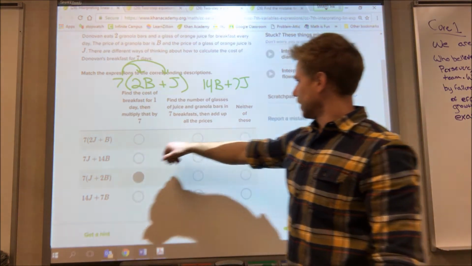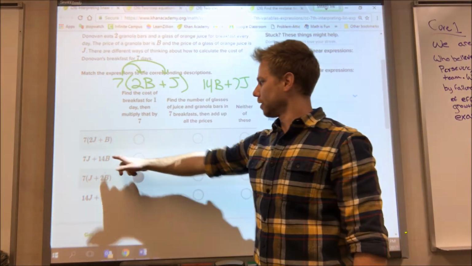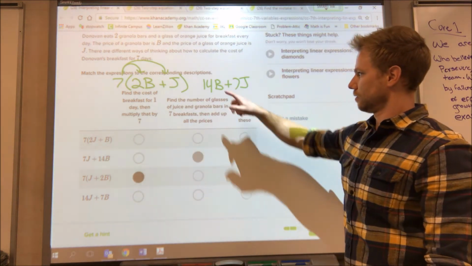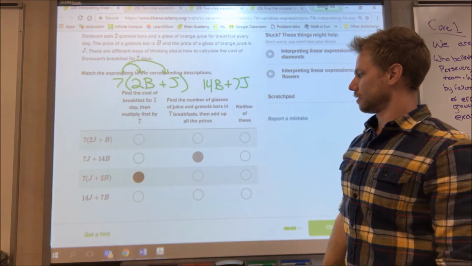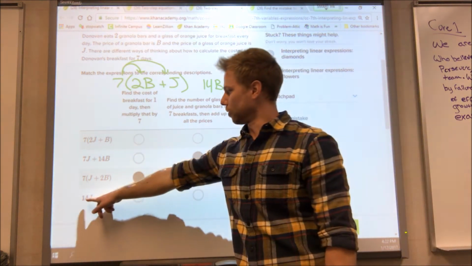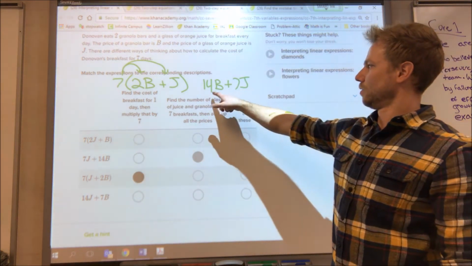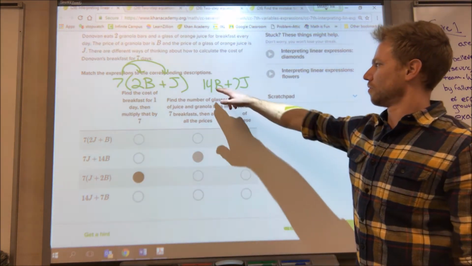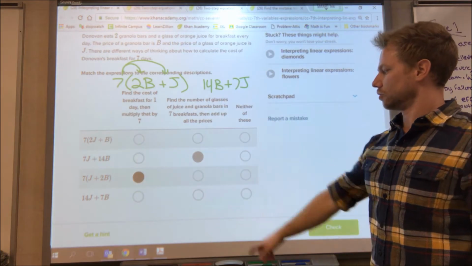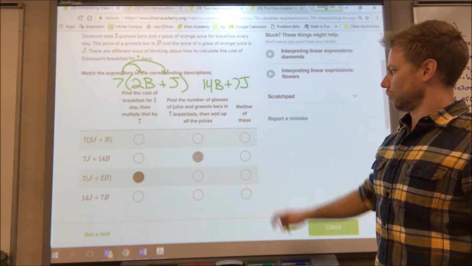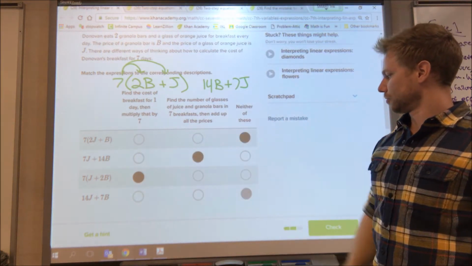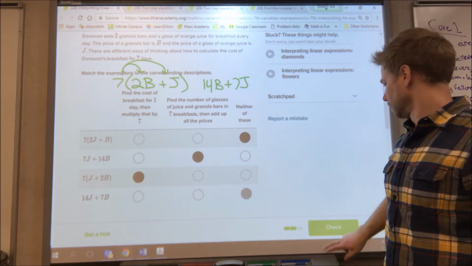The second one looks like it will work. Again, they're in different order, but that's okay as long as the numbers and the signs are correct. The last one has the 14 with the J. We need the 14 with the B. It's 14 granola bars, 7 glasses of juice. So the last one doesn't work, which means the first and the last are neither of those.